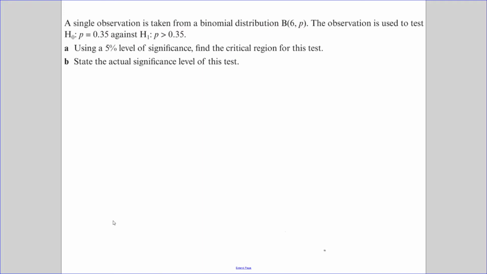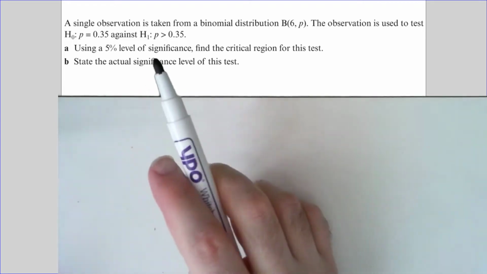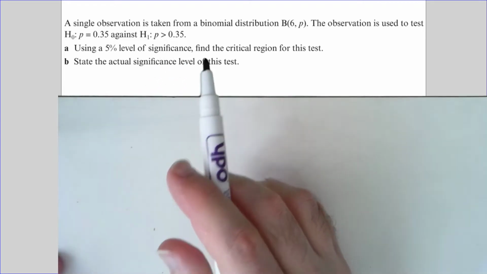Okay, our first hypothesis test to find some critical regions. So they've actually given us here the hypotheses, and they've given us our distribution. Using a 5% significance level, find the critical region for this test. Okay, because this has got p is greater than in here, we know this is a one-tail test.